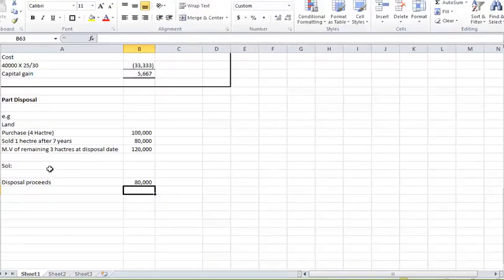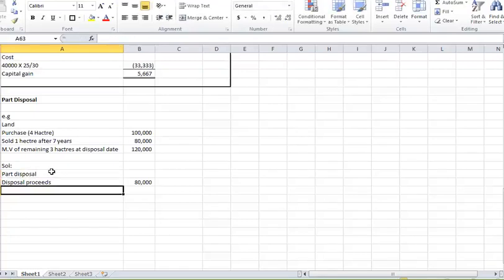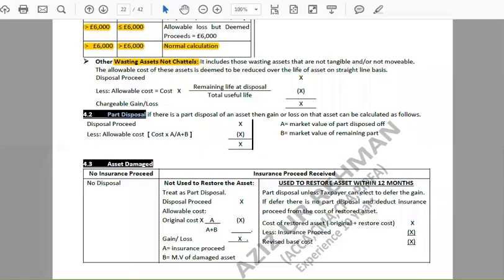So students, how to calculate cost in case of part disposal? Please don't calculate the cost as per the area or as per the number of units, because if we consider the example of land, obviously the value of the land will vary according to its location. It's not just the area on which market value will depend, it is also the location. So that's why please don't calculate the cost as per the area. So how to calculate the cost in case of part disposal?